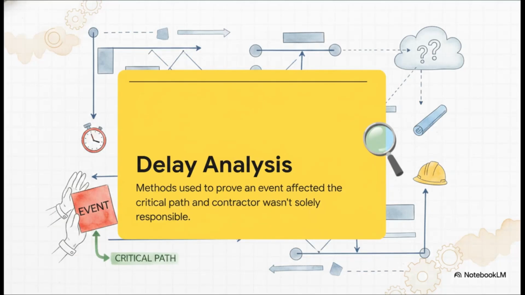For Step 6, you're basically putting on your detective hat to do delay analysis. And no, you can't just guess here. You have to use actual forensic methods, like time impact analysis or window analysis. The whole goal is to isolate the exact cause of the stall, prove that it actually impacted the critical path of the project, and most importantly, prove that the contractor wasn't solely to blame for it.